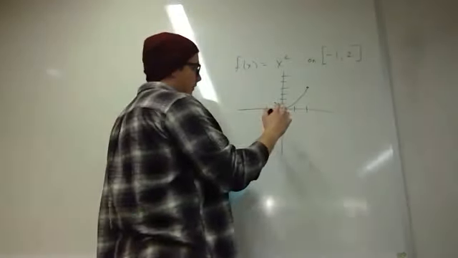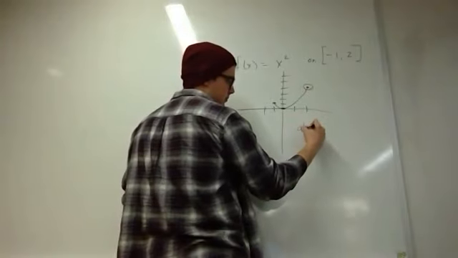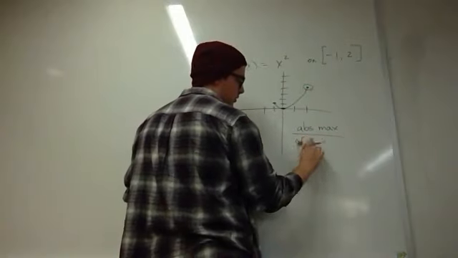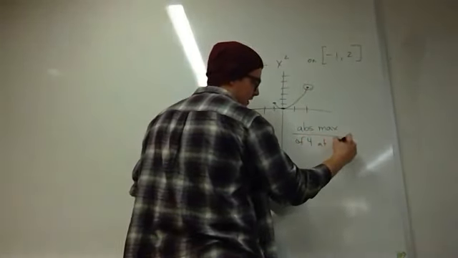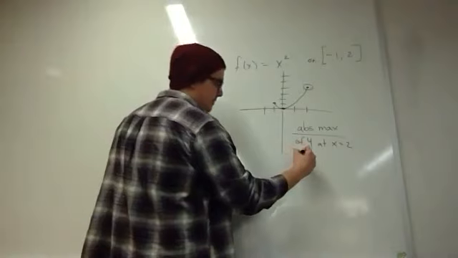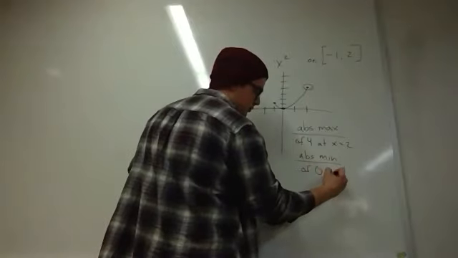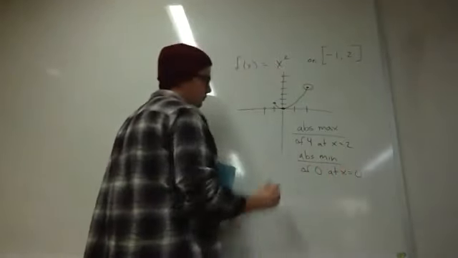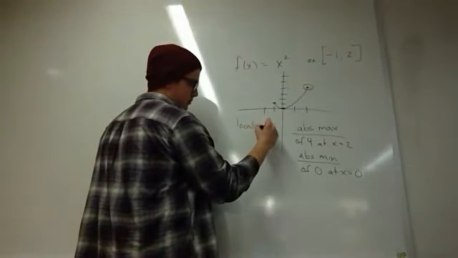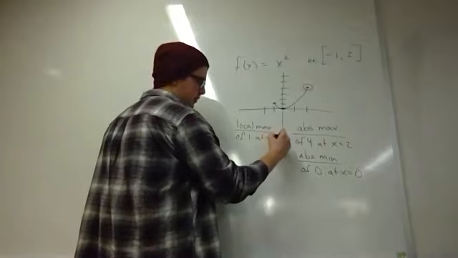So we have a couple maximum and minima here. We know that we're going to have an absolute maximum of 4 at the x value x equals 2. That's because that is higher than any other point on this graph. We're also going to have an absolute minimum of 0 at x equals 0 right here. And we're going to have a local maximum of 1 at x equals -1.